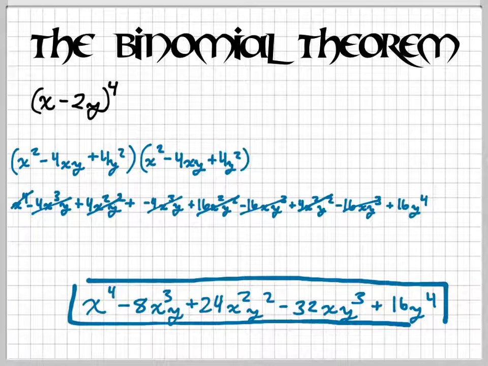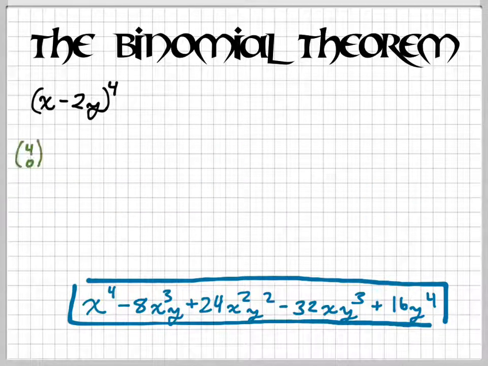Now there is a faster way to expand these binomials. That's what this is. It's a binomial. It has 2 terms. And when you expand them, when they're raised to a power, it can get pretty hairy. But there's another way to do it, and that's by using combinations.